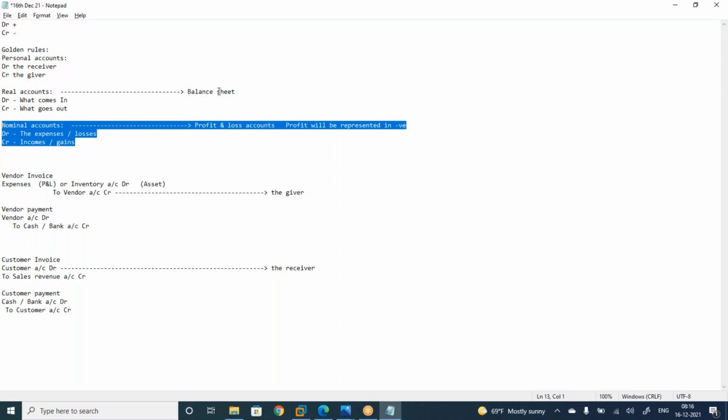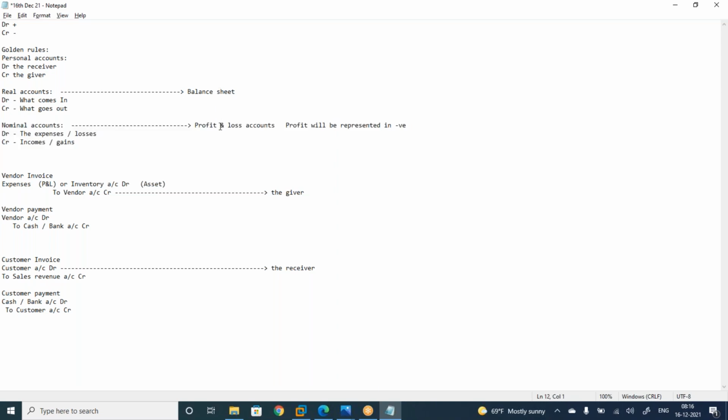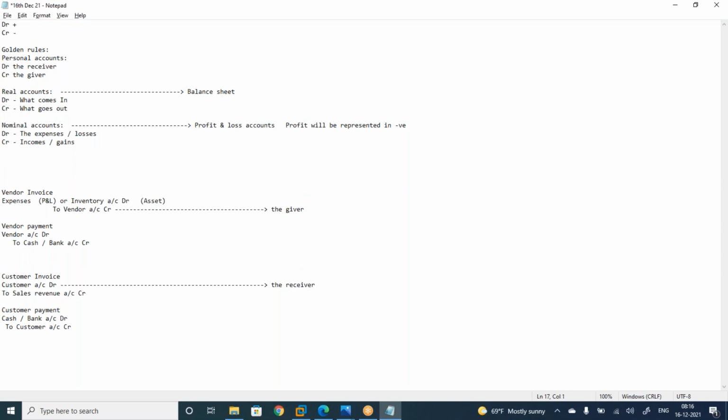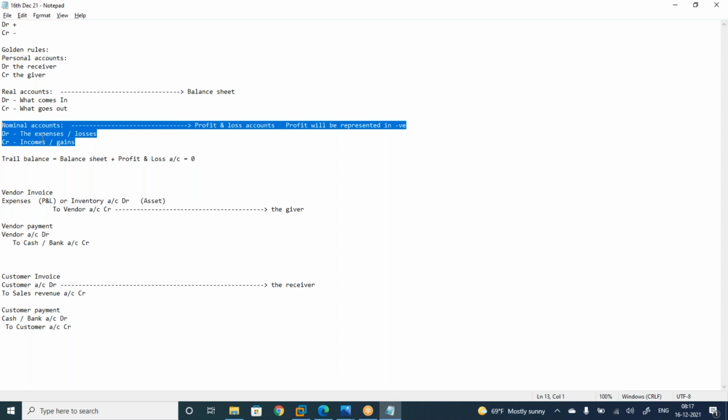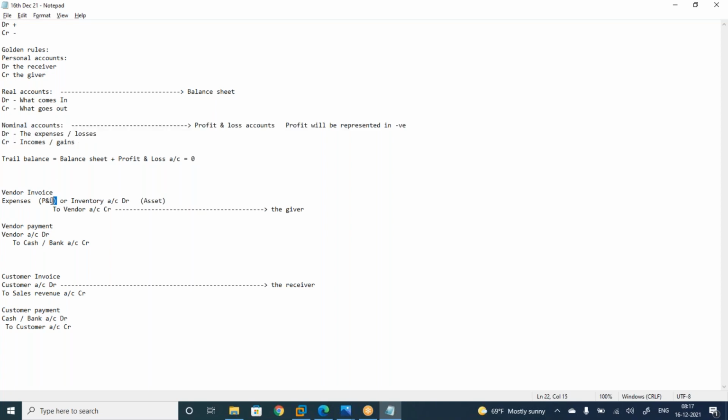The sum of balance sheet plus profit and loss account should be 0. Trial balance is equal to balance sheet plus profit and loss account, equal to 0. So here people will get confused about this one. Here expenses is debit, this is P&L side, this is balance sheet side, it is asset. Okay, here it is liability.